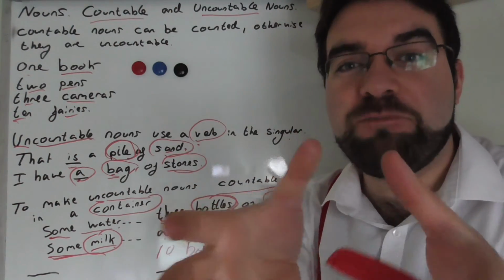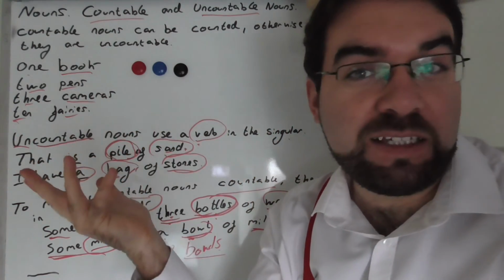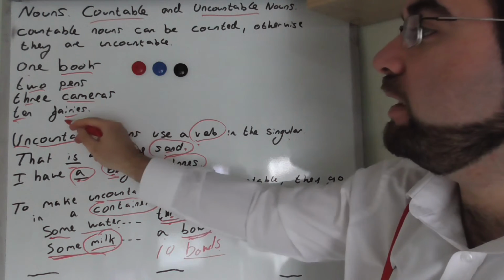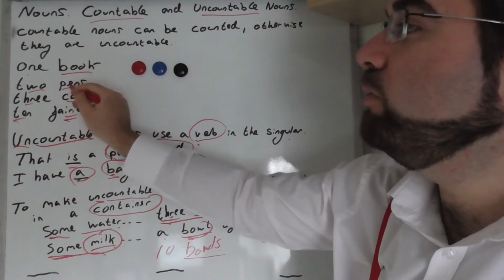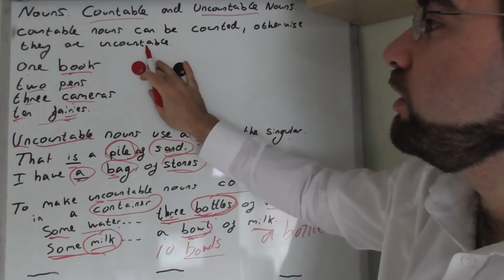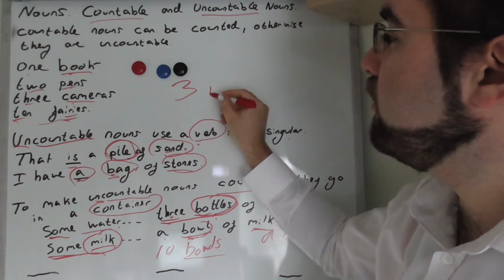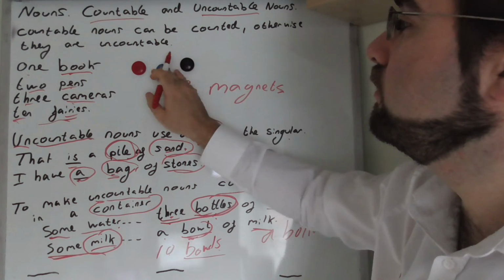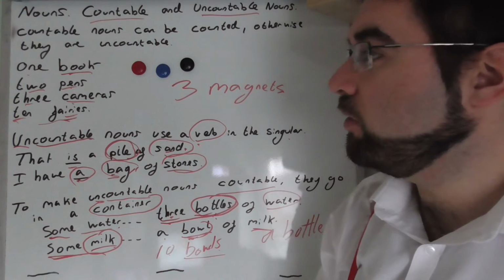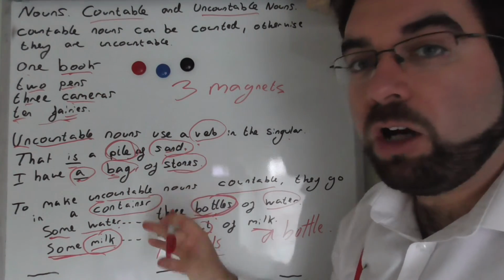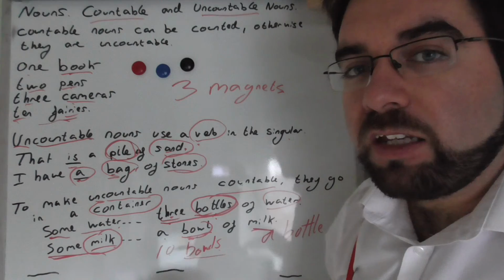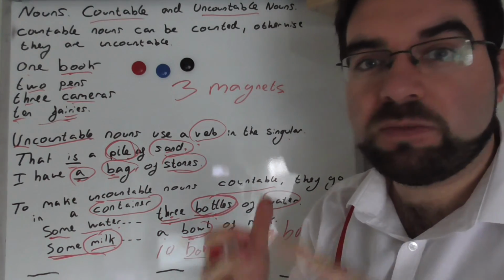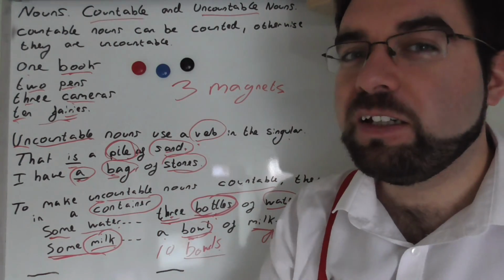I got a hat of pebbles. Hat of pebbles, makes sense. Yes, bowl, bottle, and beyond. And countable nouns, simply things. 3 cameras, 2 pens, 1 book, 10 fairies, 3 magnets. Very good. So, countable, you can count them. Uncountable, can't count them unless they're in a container, a bag, a bowl, a box and beyond. So let's keep going.